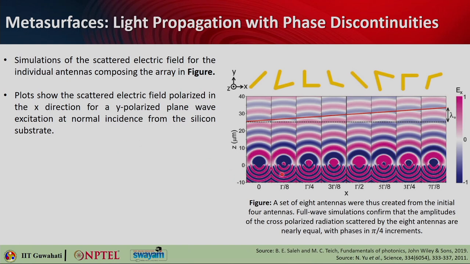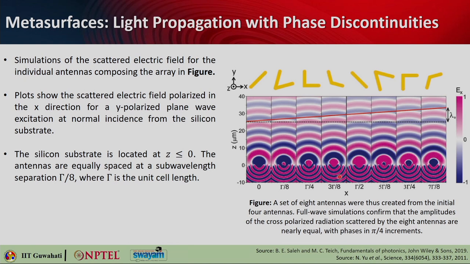this particular plot shows the scattered electric field which is polarized in the x direction for a y polarized plane wave excitation at the normal incidence from the silicon substrate. So, this is the silicon substrate part, and it is located below this z equals 0 line.